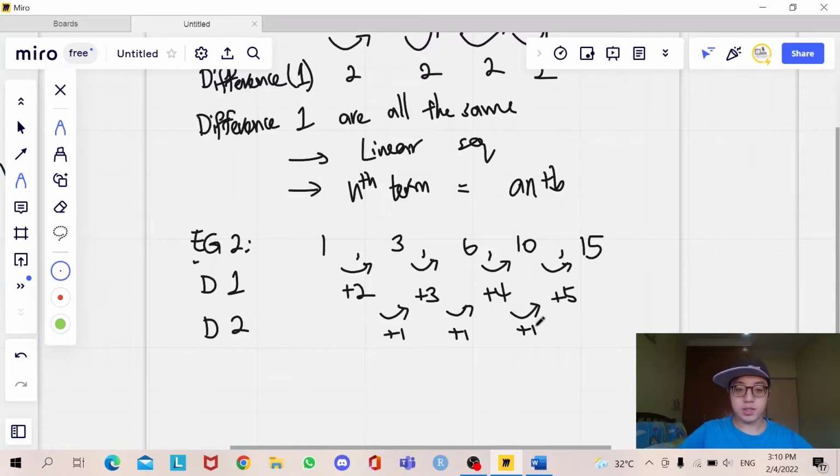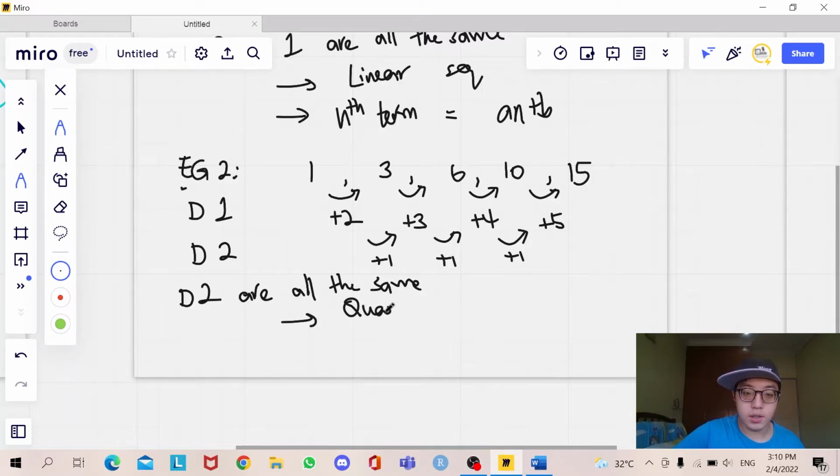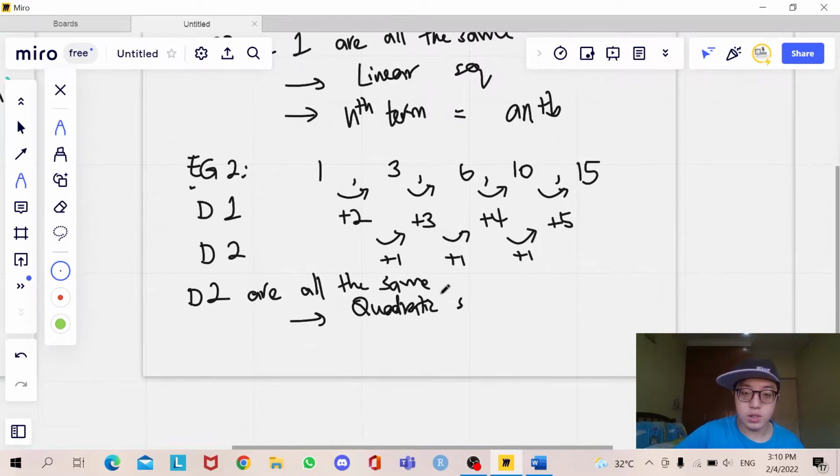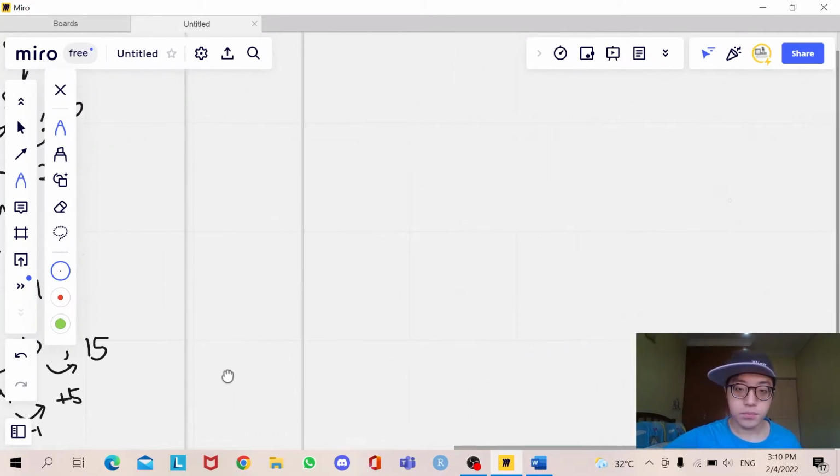So by this, if D2 are all the same, then this is a quadratic sequence. And then the nth term will be in the terms of an squared plus bn plus c. Okay, so I will give you an example on how to actually find the nth term for a quadratic sequence.